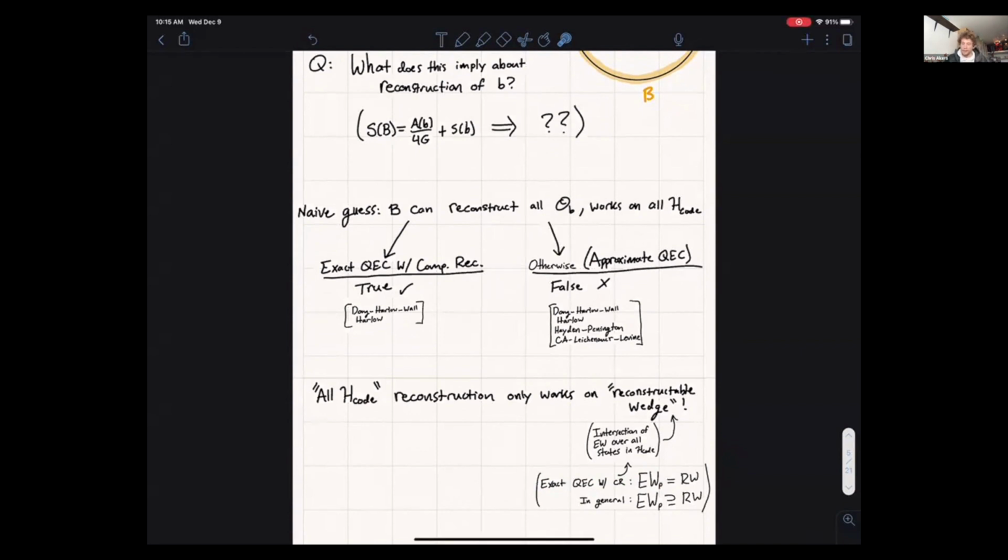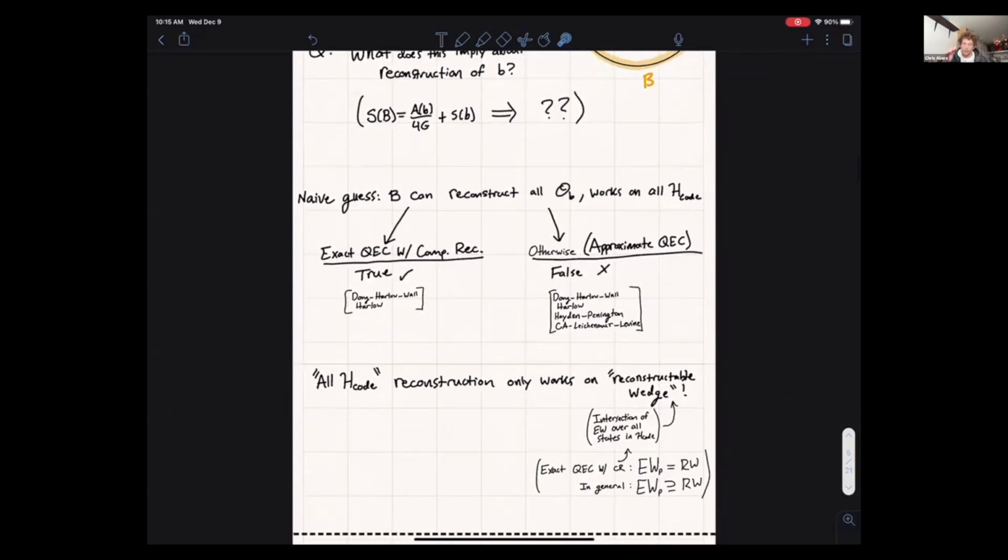And therefore, any particular entanglement wedge equals the reconstructable wedge. And the Harlow theorem is talking about the entanglement wedge.